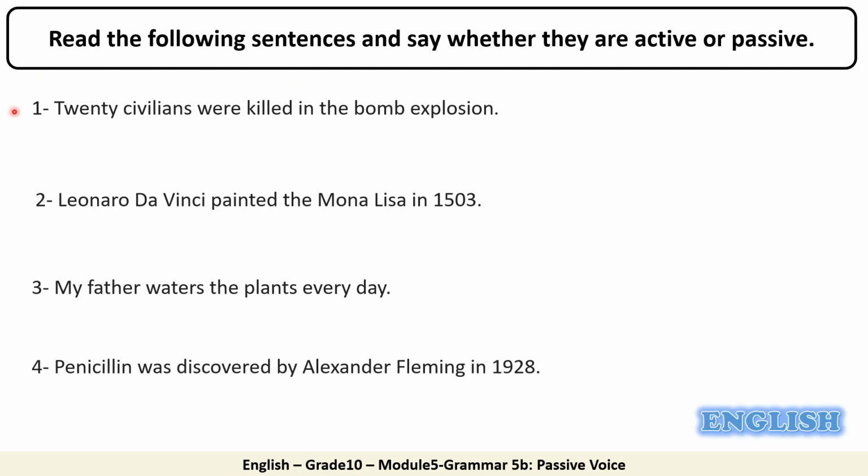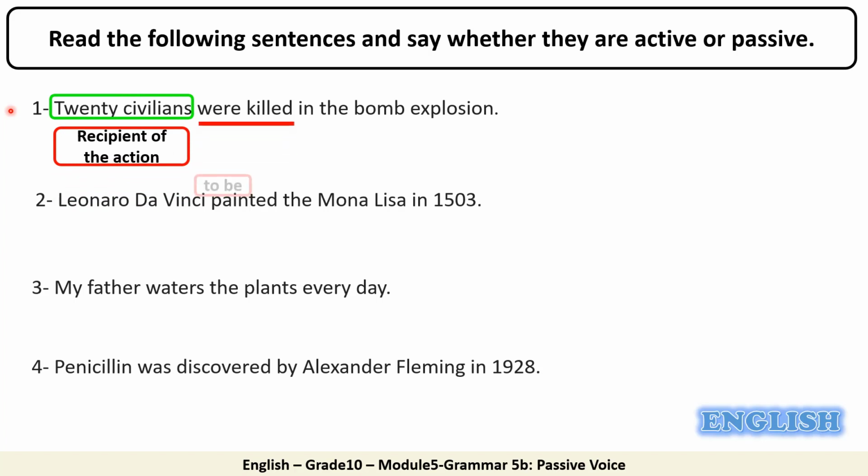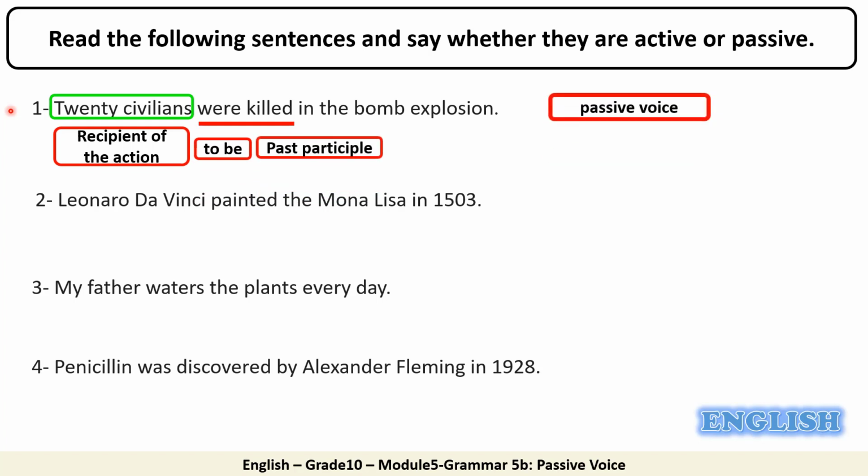Let's share answers. So the first sentence, 20 civilians were killed in the bomb explosion. So the subject here is the recipient of the action. Very good. It's not the doer of the action. And we have also the verb to be plus the past participle. So here we are talking about the passive voice.